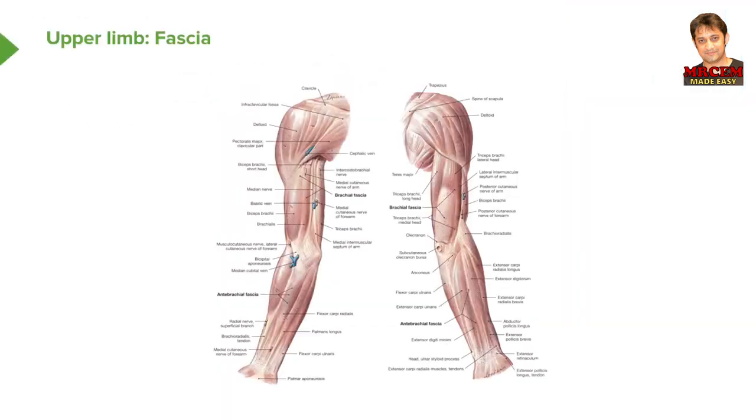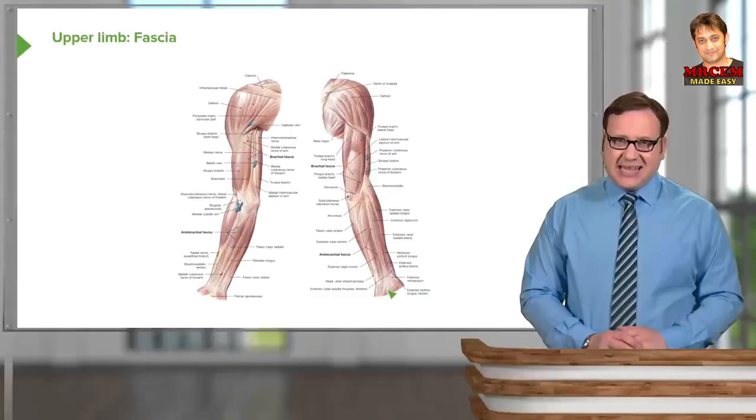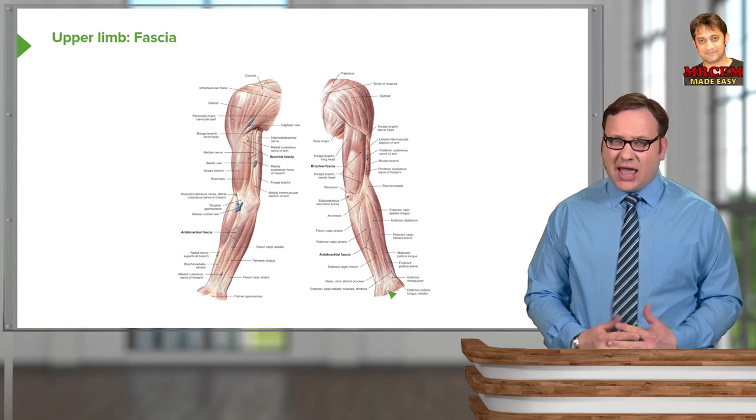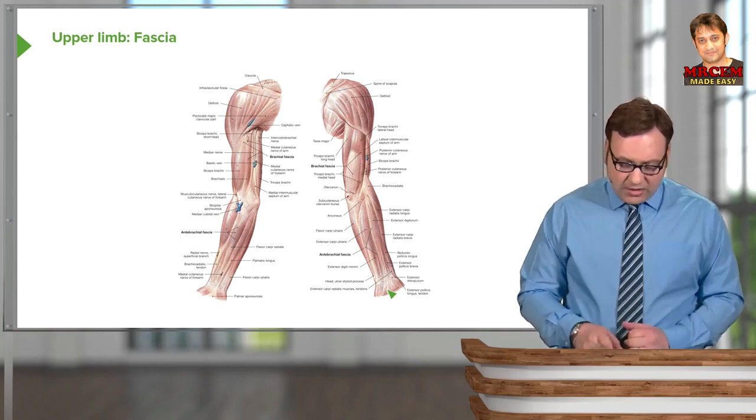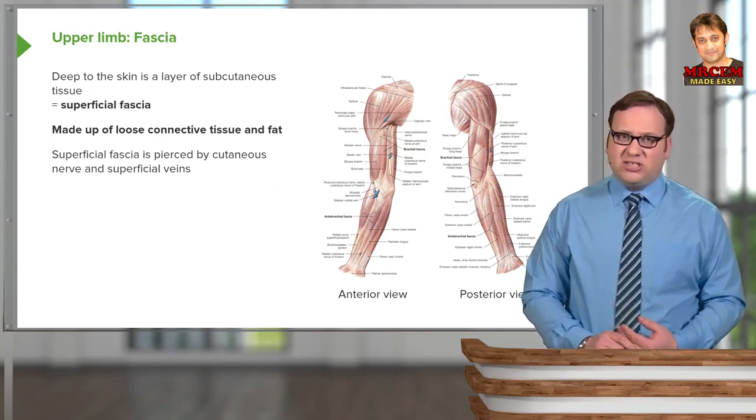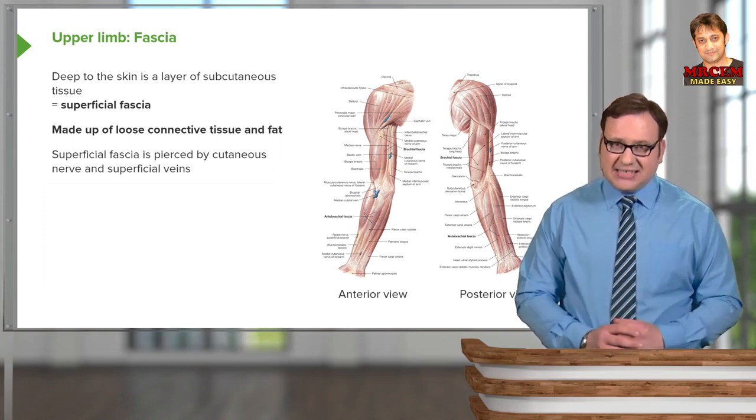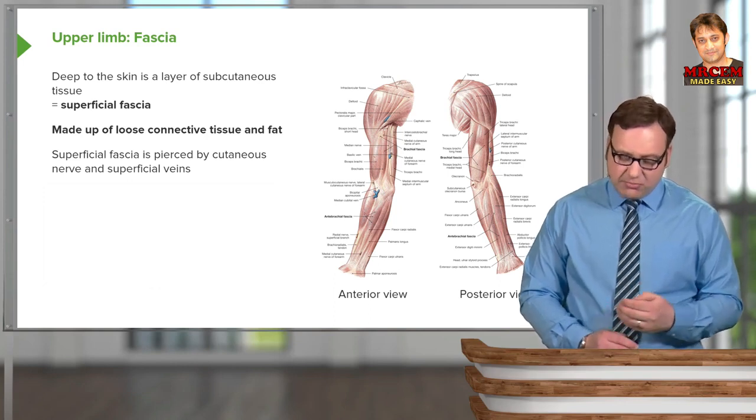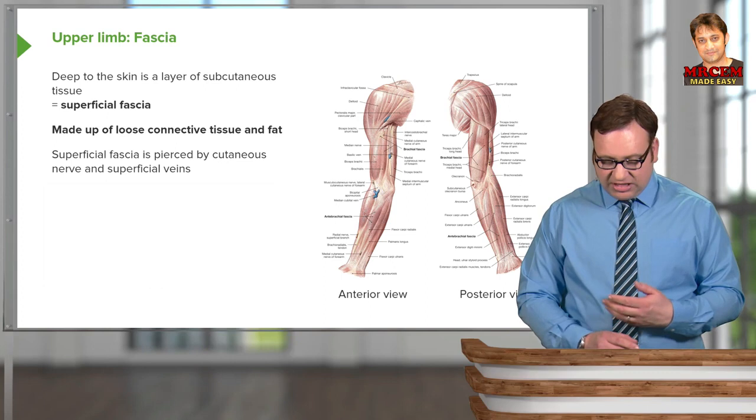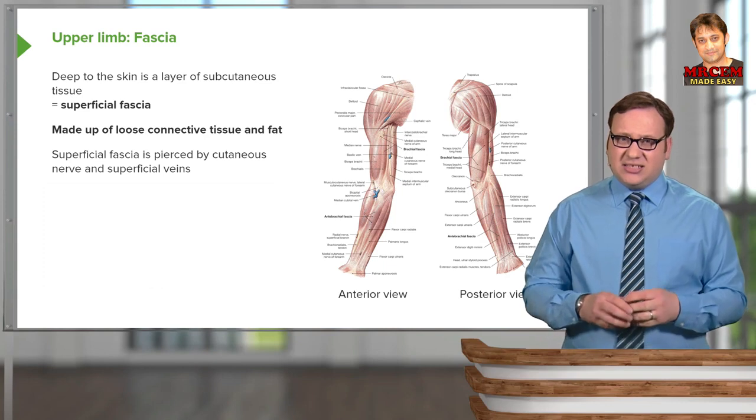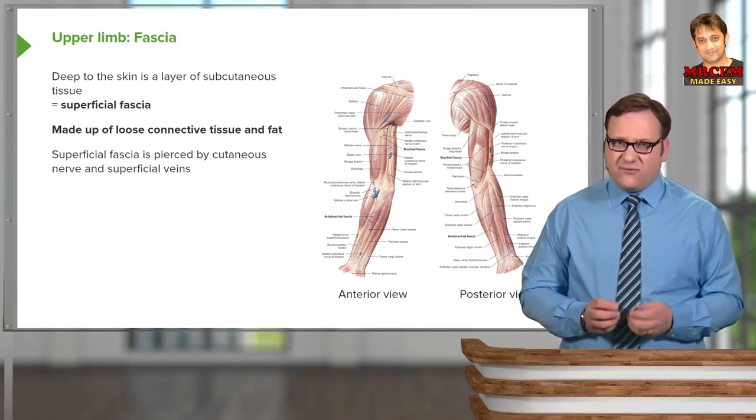So here we can see we've got both an anterior and a posterior view of the upper limb. And we can see that covering all of these muscles, which we're going to detail, is a white glistening layer. And this is the deep fascia. We call it deep fascia because we also have superficial fascia. The superficial fascia, which we can't see on these pictures because it lies deep to the skin and the skin has been removed, is this loose connective tissue and fatty layer. The deep fascia is what we can see surrounding the muscles.